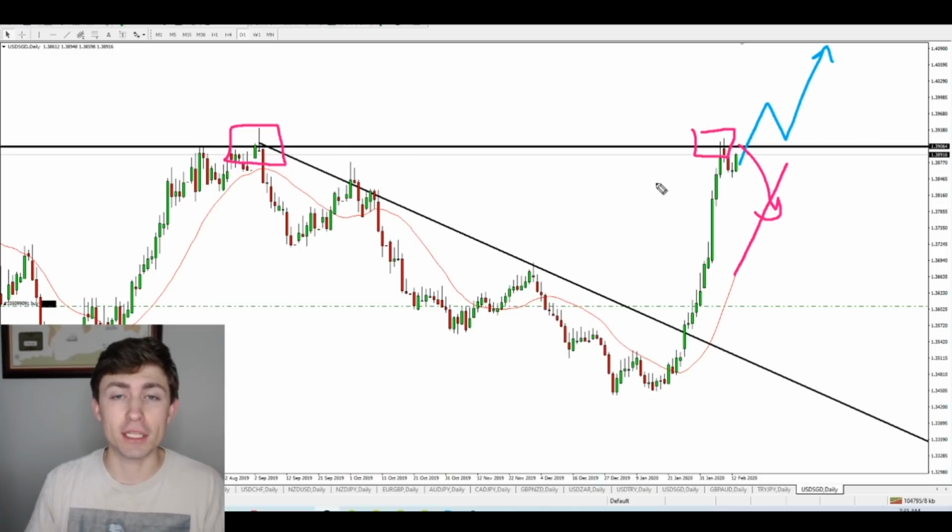You have to be able to play the patient game and give that trade really the room to not stop out too easily. Okay, so I'll be back soon with an update here on USD SGD.